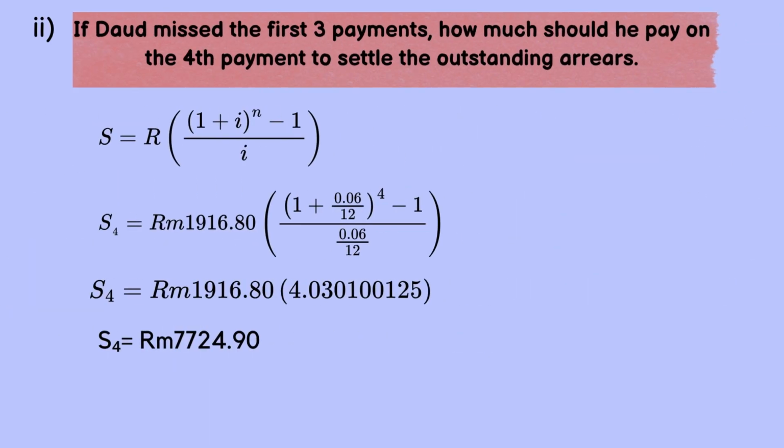Number 2, to find how much should he pay on the fourth payment, we need to use future value formula, which is S equals to R, open bracket, open bracket 1 plus I, close bracket, power of n minus 1, close bracket over I. Then put all the information into the formula. Don't forget n is equal to 4 because it is on the fourth payment. After done the calculation, S4 is equal to RM7724.90.